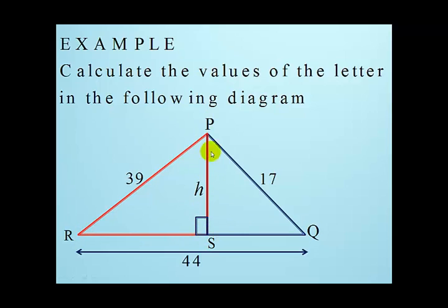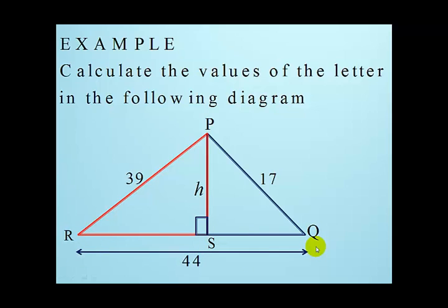Now we are given the distance from P to R to be 39, the distance from P to Q to be 17, and we are given the distance from R to Q to be 44. Take note that we are not given the distance from R to S, neither are we given the distance from S to Q, but we are given the total distance from R to Q. Please, you cannot divide 44 by 2 and say that RS equals 22 and SQ equals 22 because we are not given any condition like that in the question. We are only given the distance between R and Q.